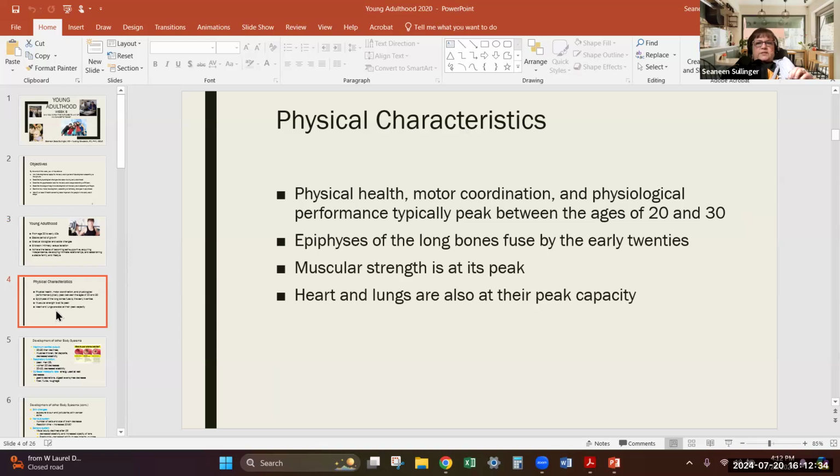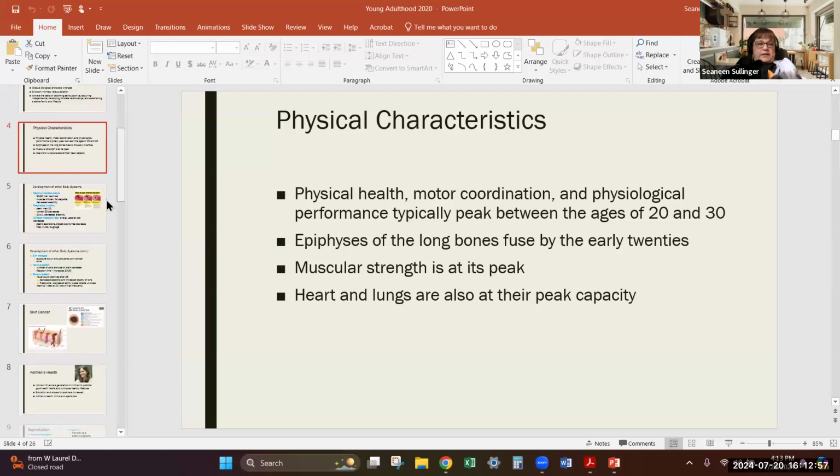Physical characteristics. So I think it's interesting that the studies show that the physical health, the peak performance is between the ages of 20 to 30. So by the time you get in your 30s, it's all downhill from there. Not for everybody, but I just think that's interesting. So the body's pretty much at its peak capacity, and the brain has finally matured.